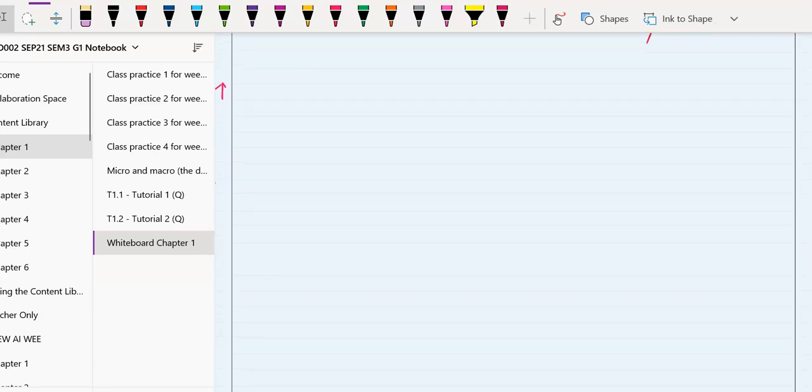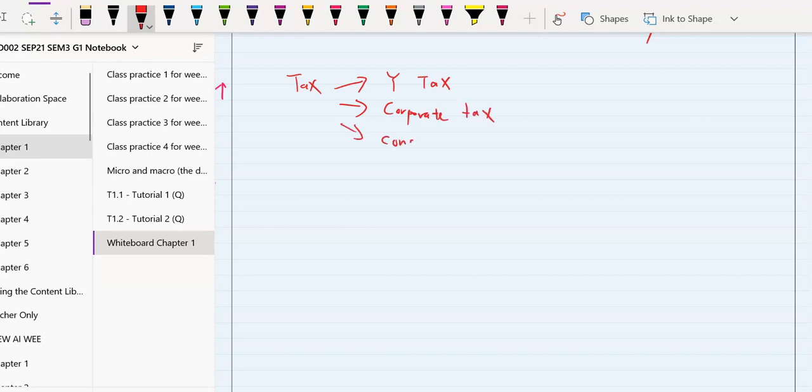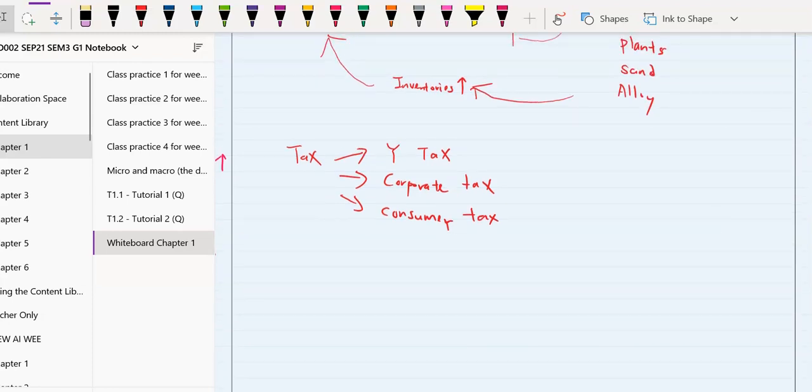For tax, we have more stories to talk. For tax, basically you can talk about three stories, which are income tax, corporate tax, and also consumer tax. Each of them starts from a different point. Ultimately, it will lead to the same vicious cycle. That's why I use red color.